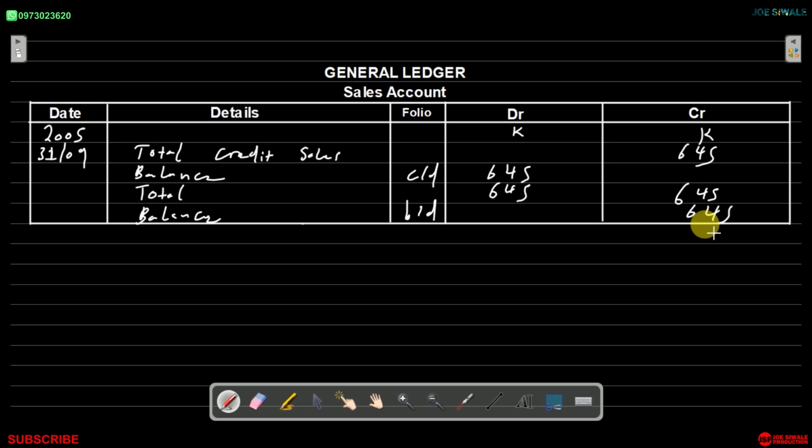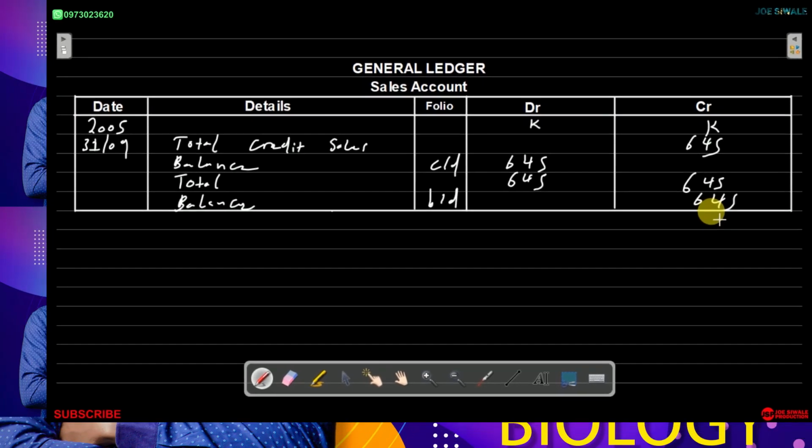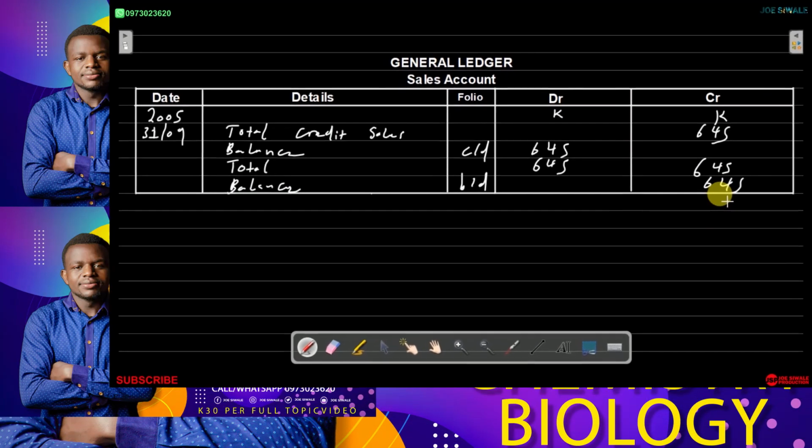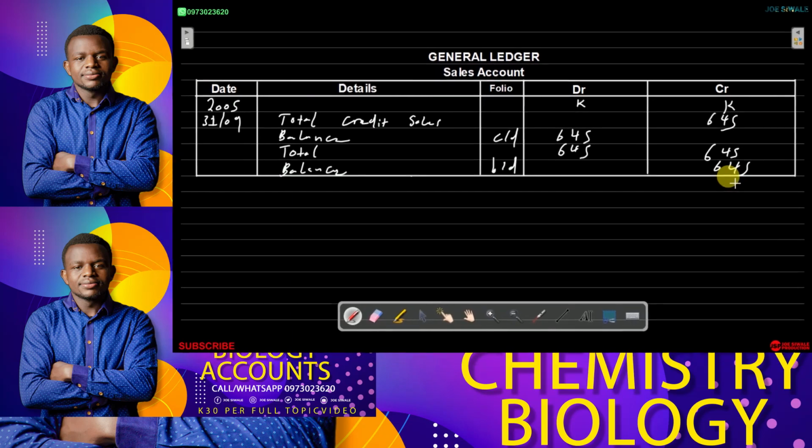So as you can see, in the sales ledger the personal accounts were debited with the amounts that were shown in the question, and in the sales account in the general ledger, the total credit sales is credited. So you can see that the double entry system has been made. Where you have questions, please ask in the group.